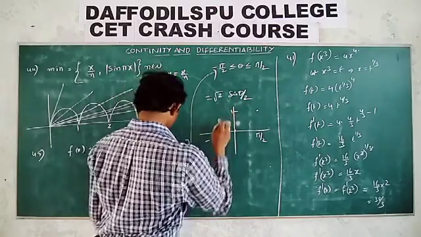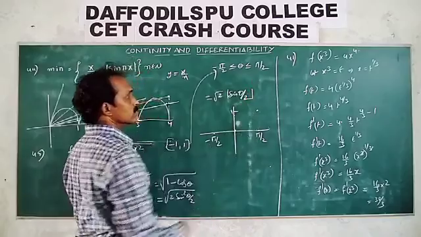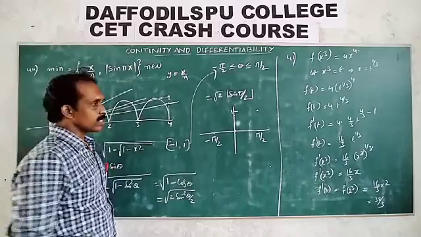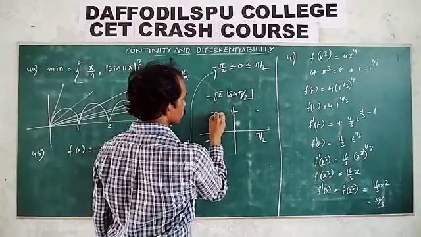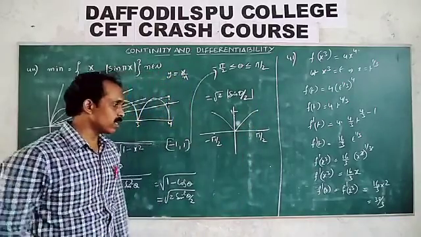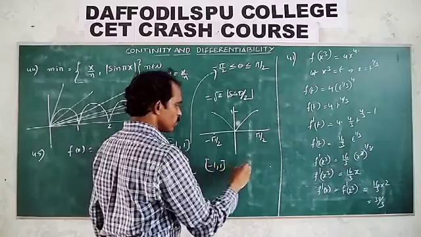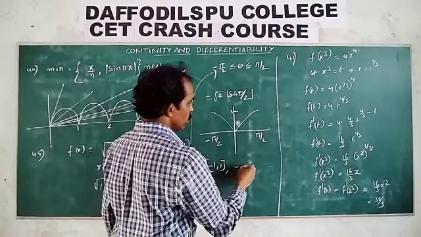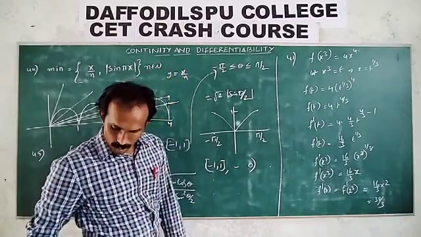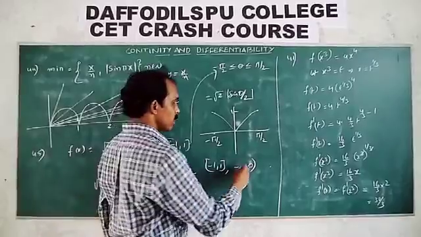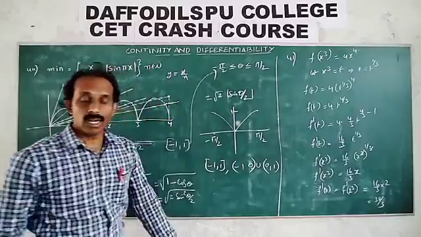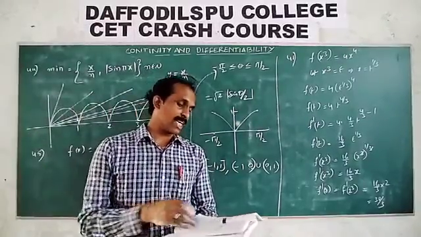So y means take the modulus of sin theta by 2: root 2 sin square theta by 2 gives root 2 into modulus of sin theta by 2. So here also positive, so the graph is like this. Here at 0 there is a sharp corner. Therefore it is continuous on minus 1 comma 1 and not differentiable at 0. Not differentiable on minus 1 comma 0 union 0 comma 1 at 0.